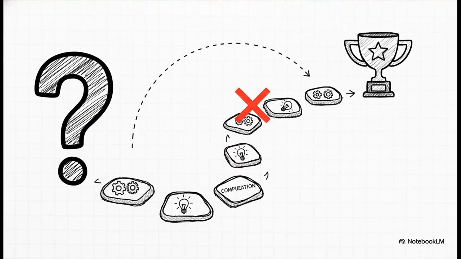Okay, if you remember just one thing from this whole explainer, make it this. For every single token a model generates, it performs a small, fixed amount of computation. This means they need to write things out, token by token, to have the computational space to actually solve a problem. They can't just jump to the final answer. They need tokens to think.